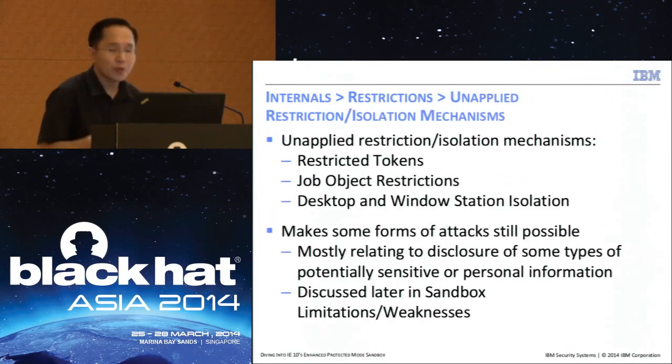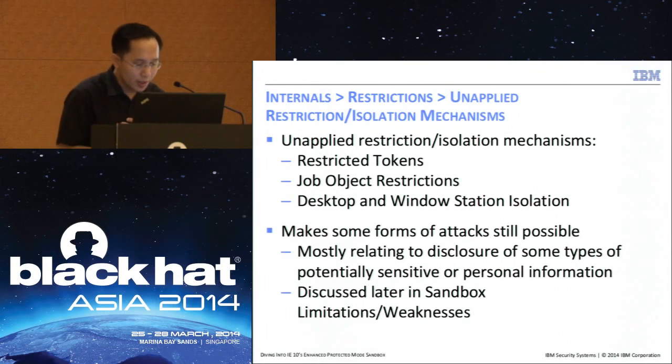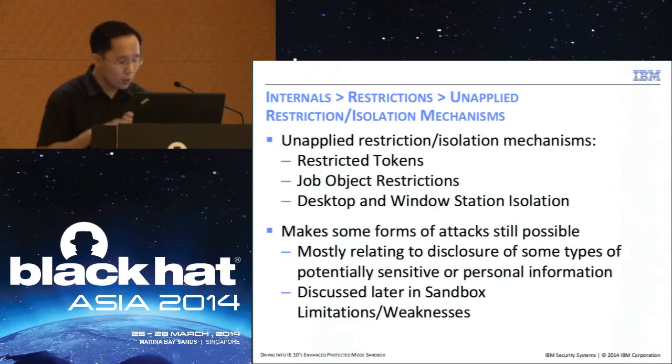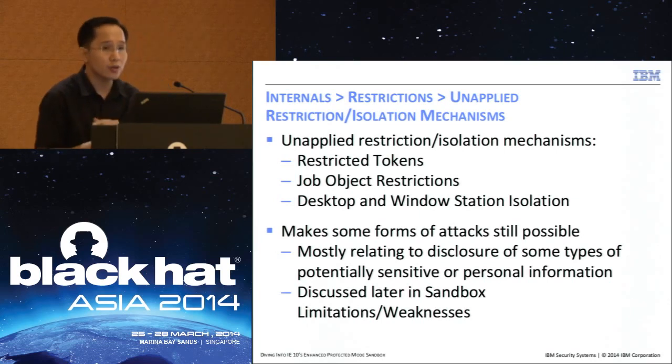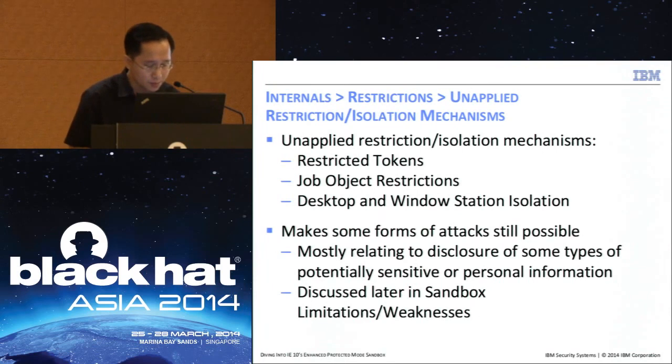Now that we know some of the app container restrictions, let's now look at the well-known restrictions or isolation schemes not applied by AppContainer. Restricted token, which could further restrict access to securable objects, is not applied. Job object restrictions, which can prevent access to the clipboard and other resources, are not applied. And finally, desktop and window station isolation is also not implemented.